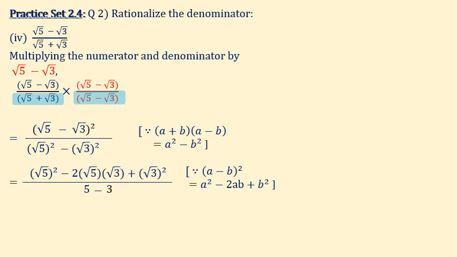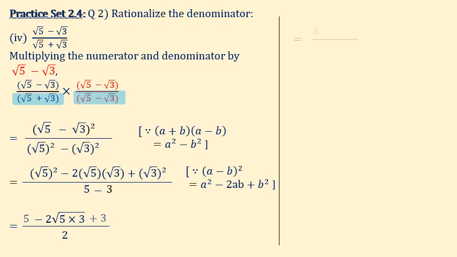Simplifying the numerator, root 5 square gives us 5. Minus 2 into root 5 into root 3 can be simplified as minus 2 into root 5 into 3. Plus root 3 square will give us plus 3 upon 2. Further simplifying, we get 8 minus 2 root 15 upon 2.